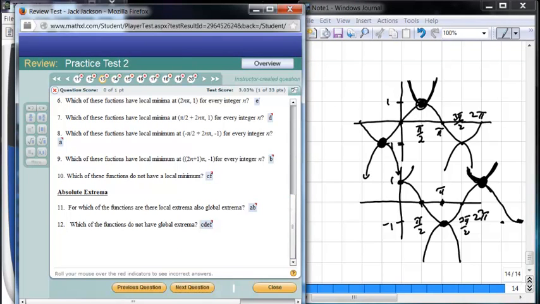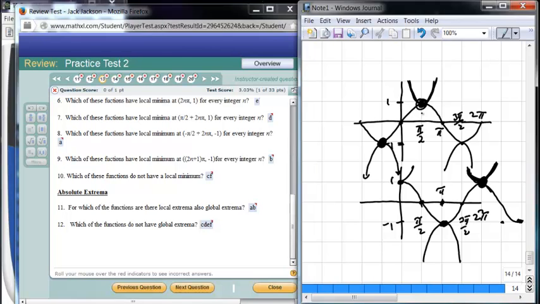So which one of these has local extrema that are also global extrema? That's sine and cosine. If it's the highest point in this little neighborhood, it's the highest point overall. That's not true for secant and cosecant, because say cosecant down here, this is the highest point here, but it's not higher than up here. In fact, there is no highest point overall. So only sine and cosine have global extrema.